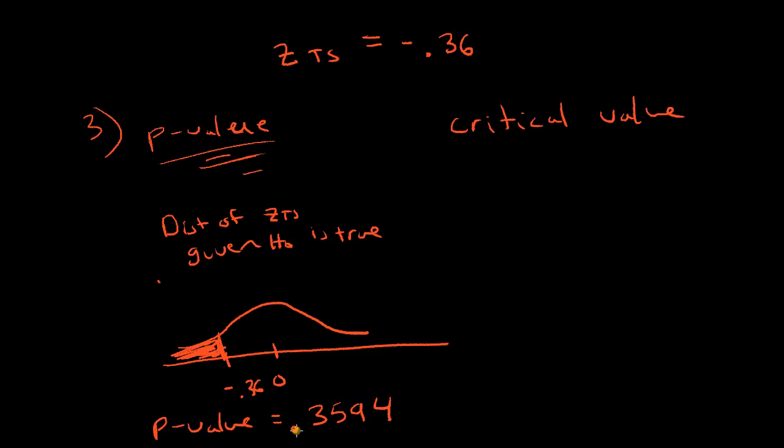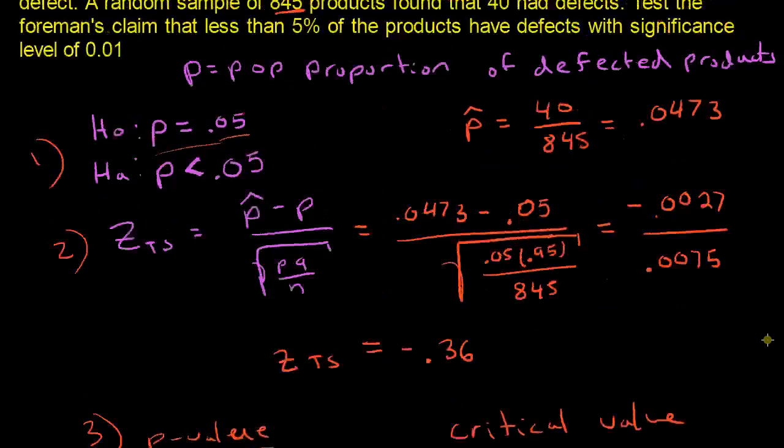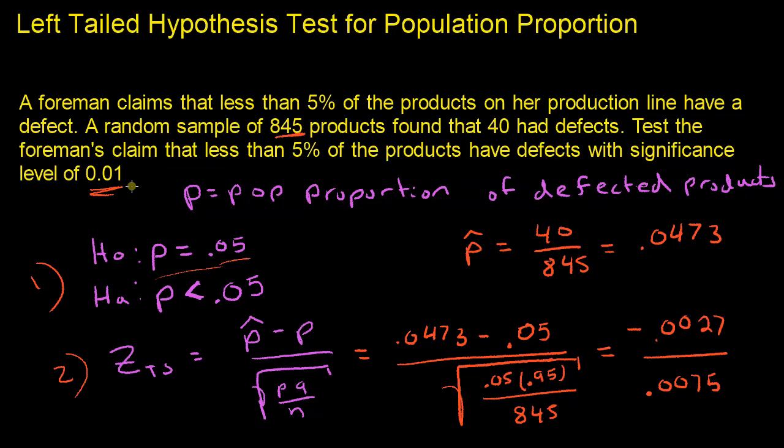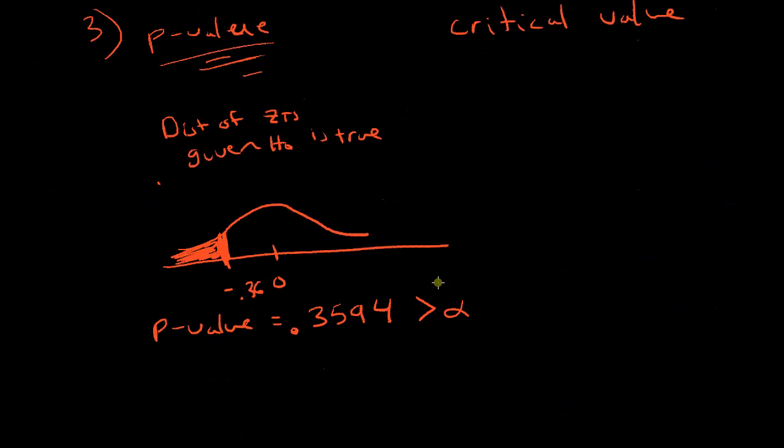Right, so our p-value is 0.3594, which means that it is a large area. It's larger than alpha. In this problem, alpha, the significance level, was 0.01. So this area is larger than alpha, which means that it's not unreasonable that this value came from this distribution, right?